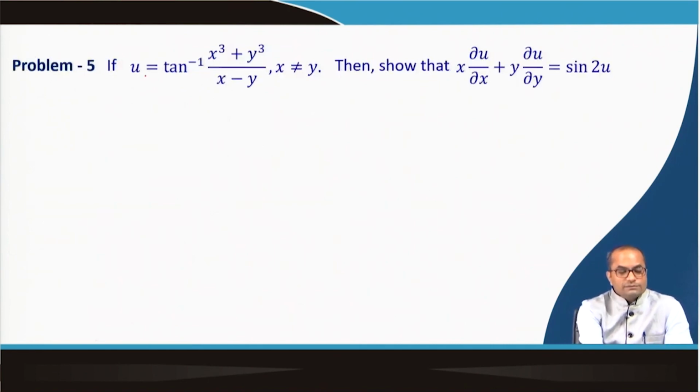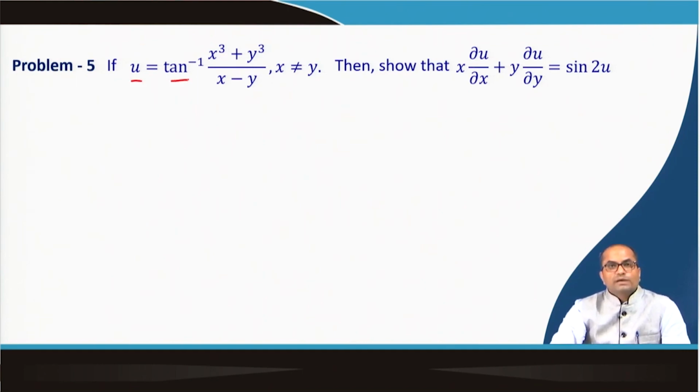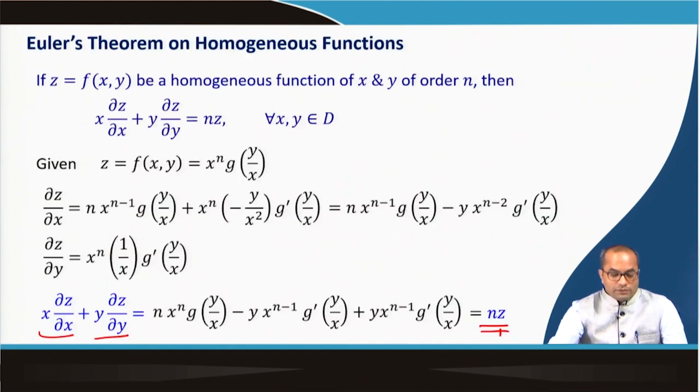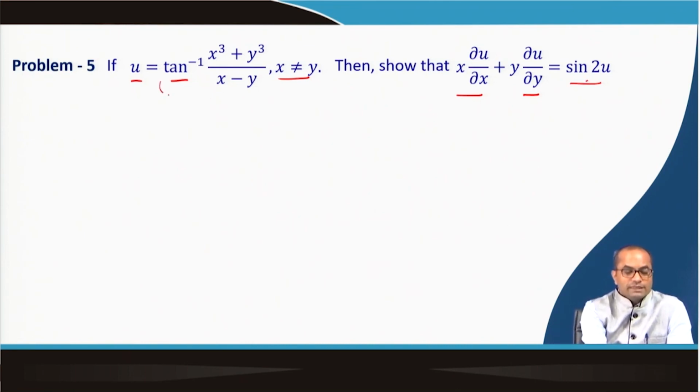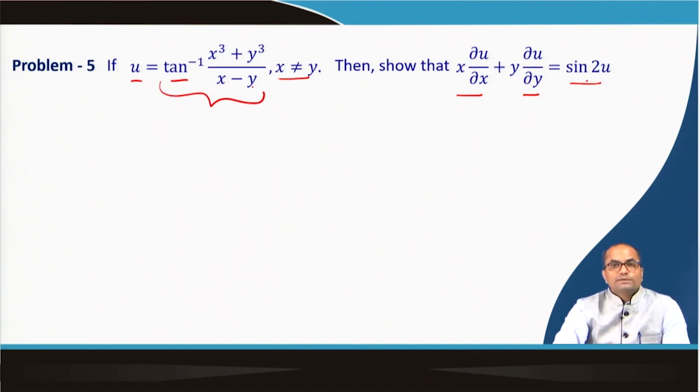So, suppose we have this problem: u is equal to tan inverse of x cube plus y cube over x minus y, and x is not equal to y, then we show that x del u over del x plus y del u over del y is equal to sin 2u. So, to prove this, it is not difficult, but one thing we have to observe is that this tan inverse of x cube plus y cube over x minus y is not a homogeneous function.